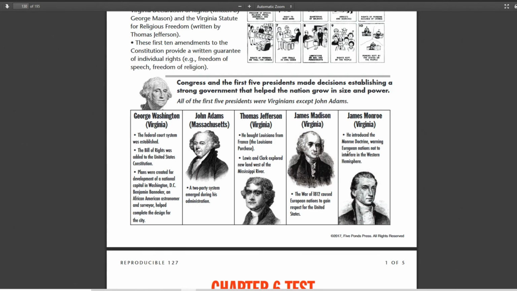One last thing that we should remember is that all of the first 5 presidents were from Virginia except John Adams. John Adams is from Massachusetts, but you notice here, George Washington, Virginia, Thomas Jefferson, Virginia, James Madison, Virginia, and James Monroe, Virginia. Okay? Well, good luck on your test, and I hope this helps.